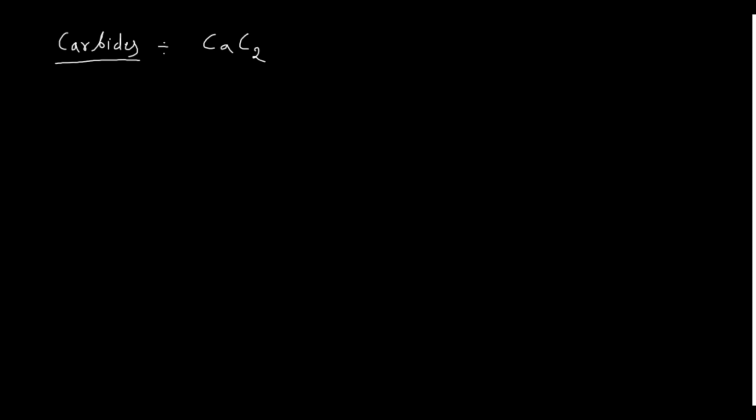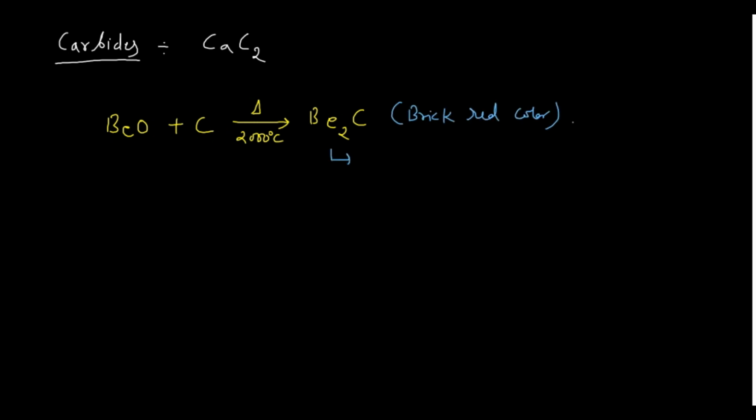If you want to produce these carbides, how can we produce them? Say, for example, I am having my beryllium oxide. What I can do, I can take carbon and heat this along with the carbon at a very high temperature, somewhere around 2000 degrees centigrade. Then it results in beryllium carbide. It is red in color. Please remember, it is brick red in color. This is ionic in nature.